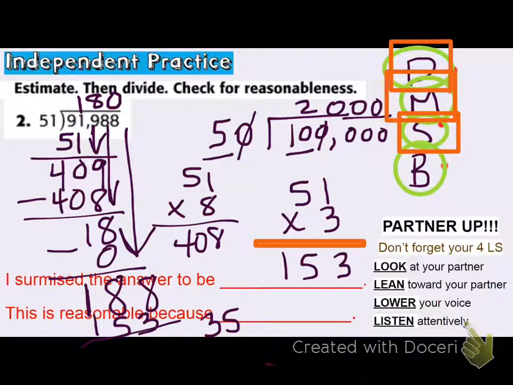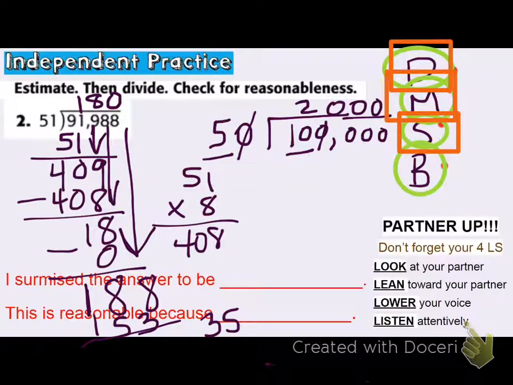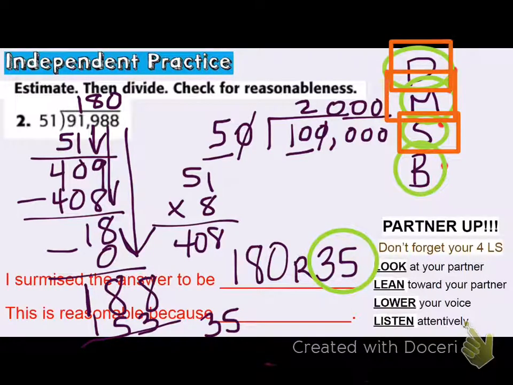Let's double check. I'm going to go ahead and put in, I surmise the answer to be 180 with a remainder of 35. I know it's reasonable because, look at my remainder. My remainder is definitely smaller than my divisor. The only thing I notice is it can't be 180. Look at my estimation, 2,000. I forgot to put that digit up there, the last one.